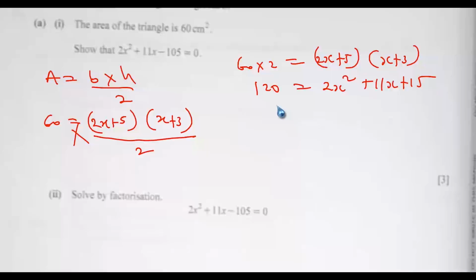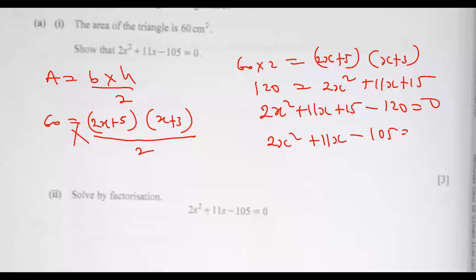So we can now collect the like terms. You have 2x squared plus 11x plus 15 minus 120 equals 0. And finally, we have 2x squared plus 11x minus 105 equals 0. So we have shown that.